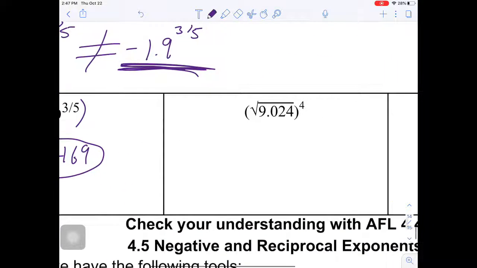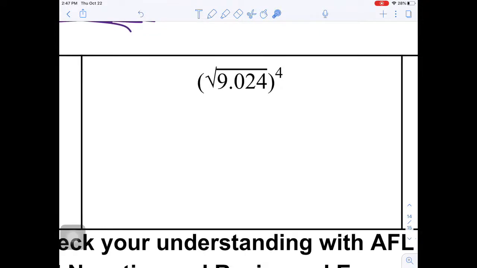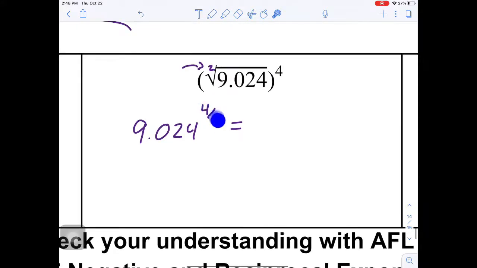Let's move on to this guy here. So we have the square root of 9.024 to the power of 4. So what I'm actually going to do is, remember, if you don't have an index, you can assume it's 2 there. So I'm going to represent this using fractional exponents. This will be 9.024 to the power of 4 divided by 2. Okay, so we took my index, put it in my denominator, put my power as my numerator in my fractional exponent. This can be simplified into 9.024 to the power of 2, because remember, 4 divided by 2 gives me 2.